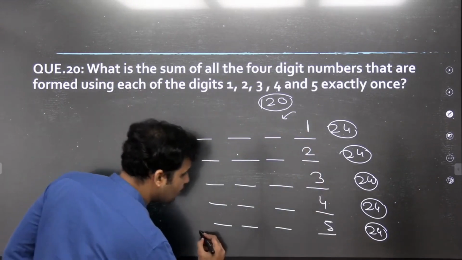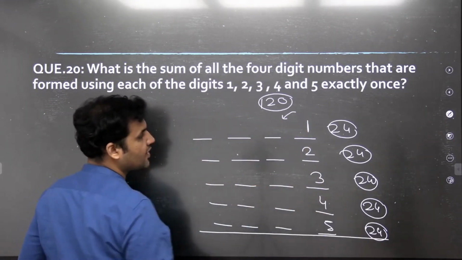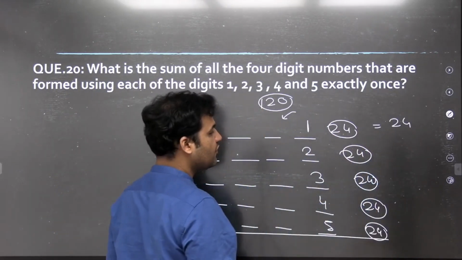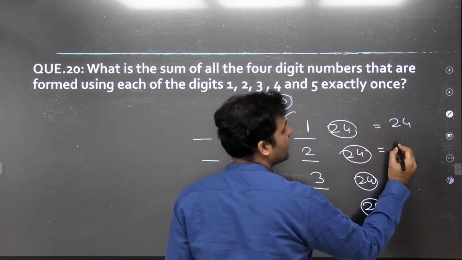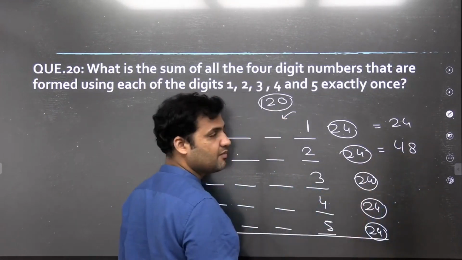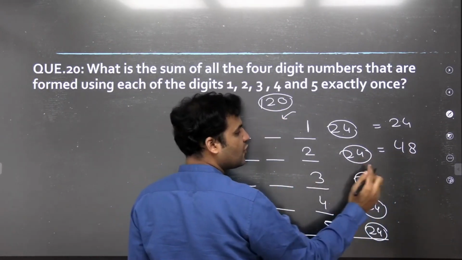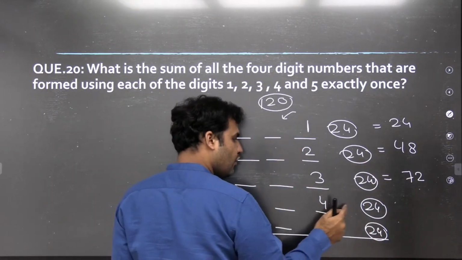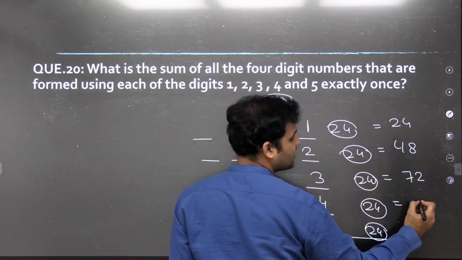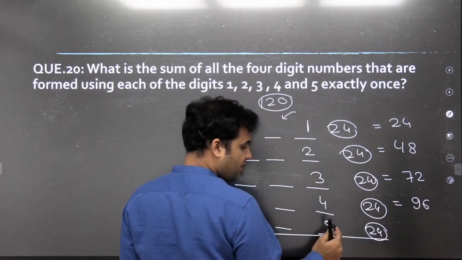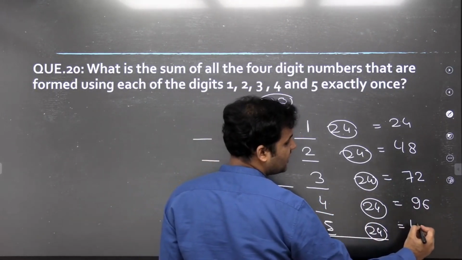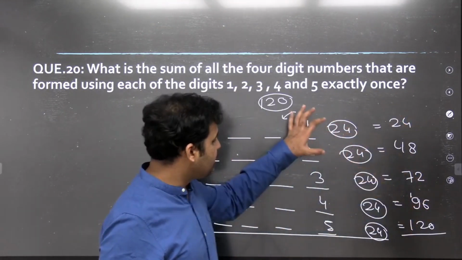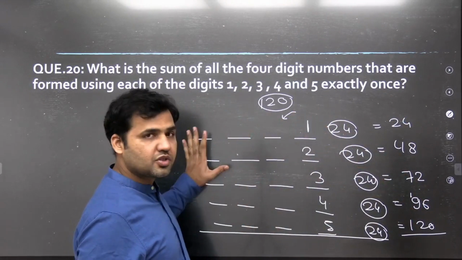So if I want to find out the sum of all of these numbers, see, 1 is coming 24 times, that means the sum will be 24. 2 is coming 24 times, that means the summation of the value will be 48. 3 is coming 24 times, that means the summation of the value will be 72. 4 is coming 24 times, that means the summation of the value will be 96. 5 is coming 24 times, the sum of the digits will be 120. And this sum will appear at each of these positions.